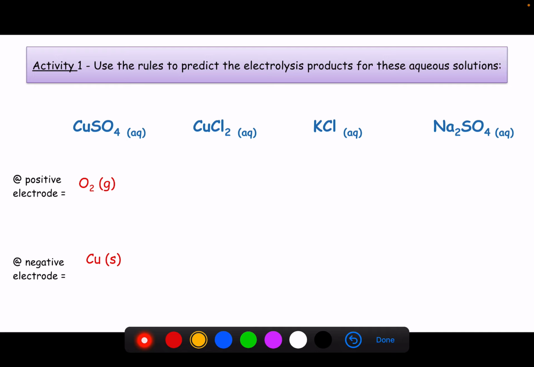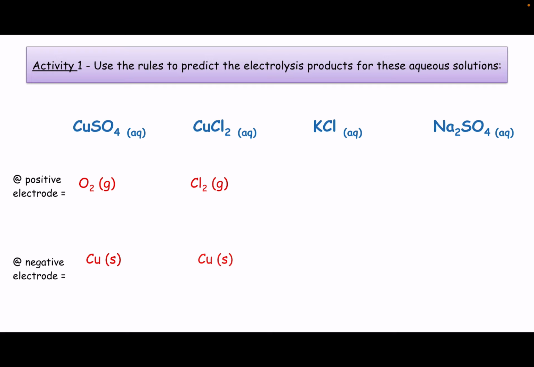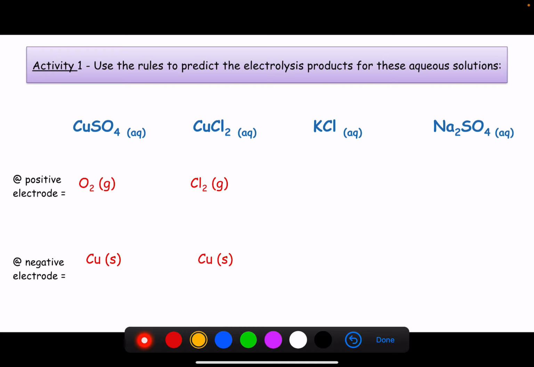Okay, copper chloride solution. This time, my negative ions are hydroxide ions and chloride ions. Aha, chloride ions are halide ions. Therefore, I will form chlorine gas. Again, copper. We've already talked about that. It's less reactive than hydrogen. Therefore, copper will form.